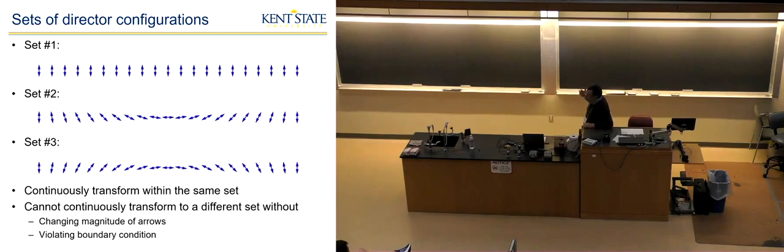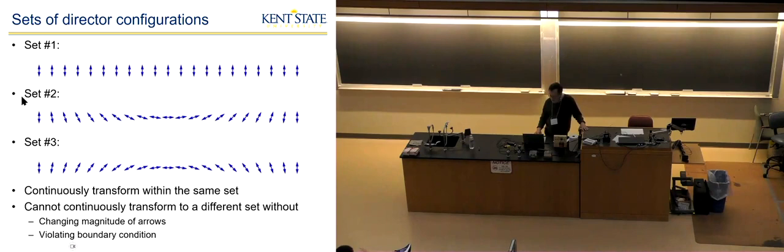But can you continuously transform from a configuration in set one to a configuration in set two? No, you cannot. So how can you tell that? Well, you can tell it because you look at what's happening as you go from the left to the right.